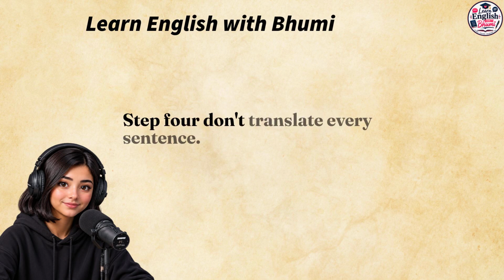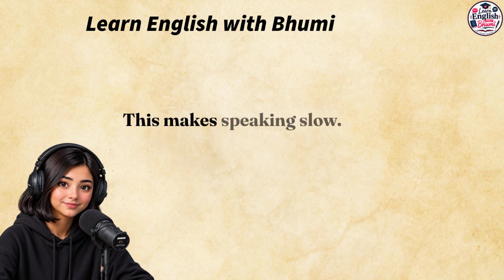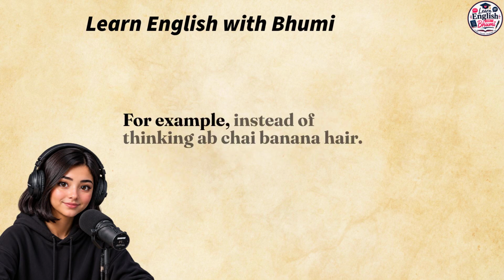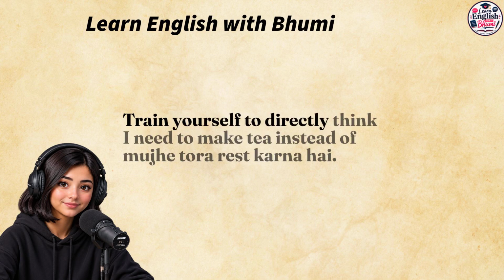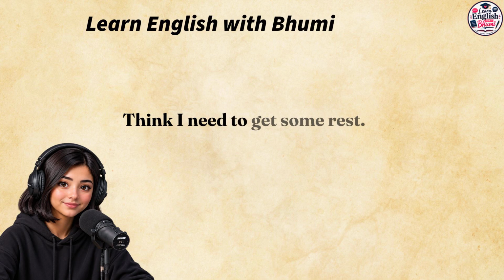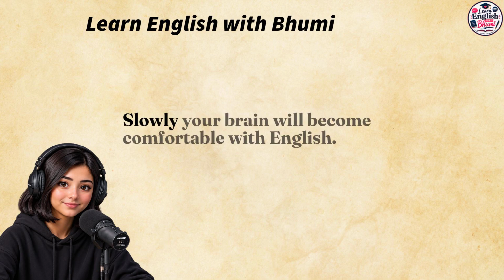Step 4. Don't translate every sentence. Many learners first think in their mother tongue, then translate everything into English. This makes speaking slow. For example, instead of thinking, Ab mujhe chai banani hai, how do I say this? Train yourself to directly think, I need to make tea. Instead of mujhe thoda rest karna hai, think, I need to get some rest. Start with very small sentences. Slowly, your brain will become comfortable with English.